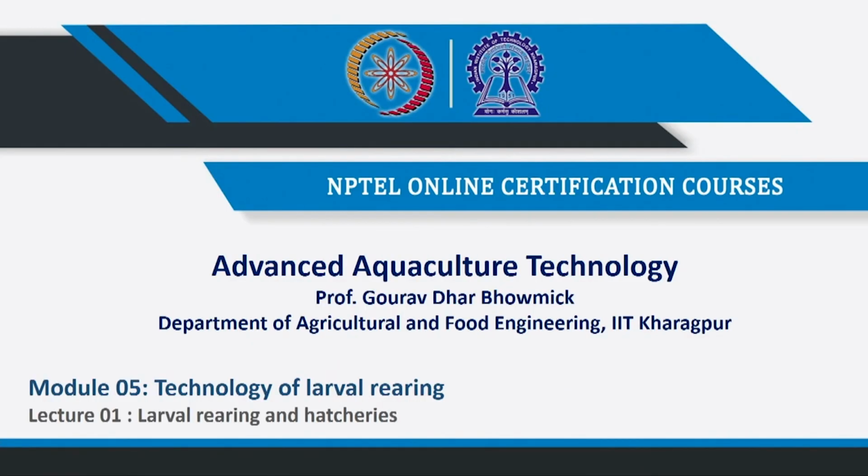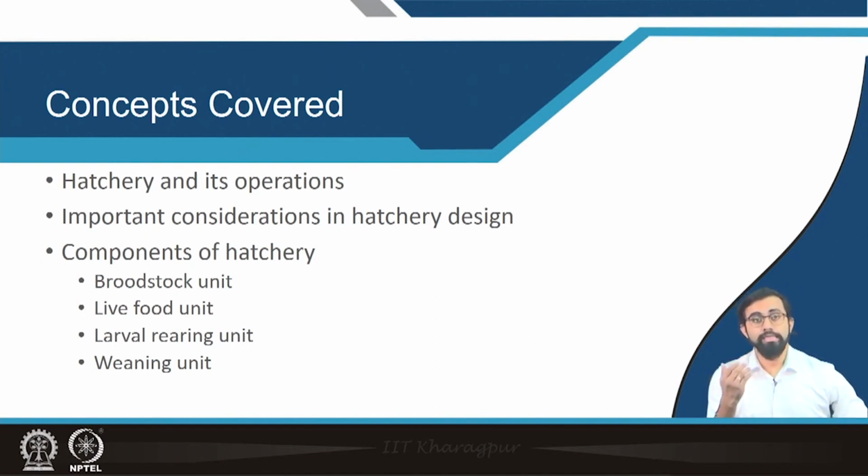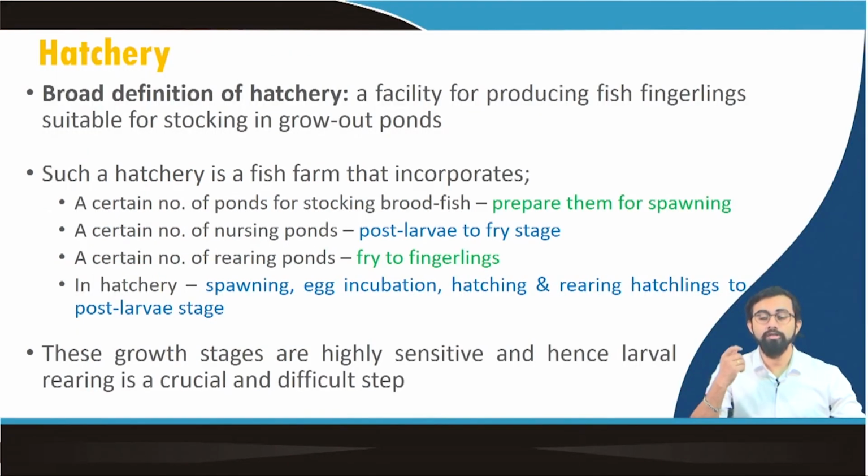In this module 5, we will be discussing the technology of larval rearing in the hatchery. The concepts covered in this lecture are the hatchery and its operation, the important considerations for hatchery design, and the components of the hatchery: the broodstock unit, live food unit, larval rearing unit, weaning unit, etc. I'll be discussing each unit and the design considerations we need to think about before designing a proper aquaculture farm, the hatchery.